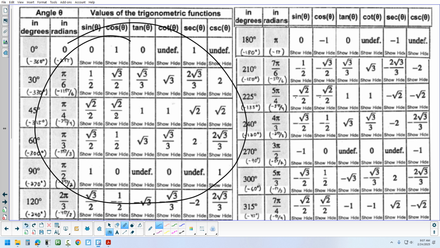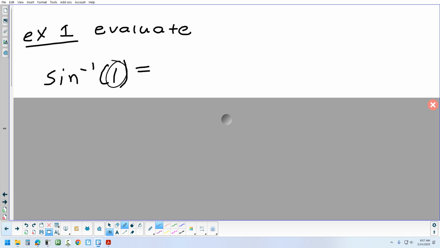All right, so let's try an example. So we're going to find the inverse sine of 1.